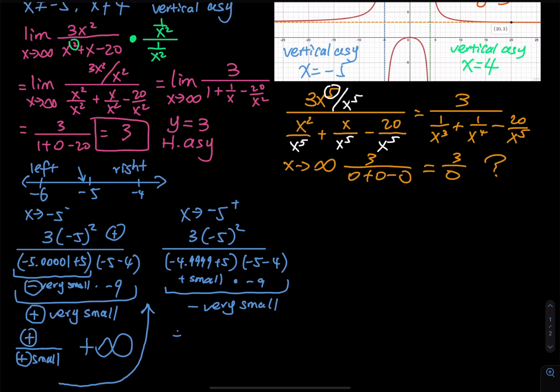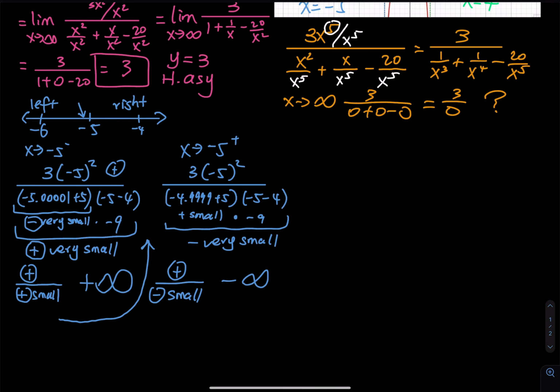So you have a positive divided by negative, very small. What do you get? You get negative infinity. Just picture this. 5 divided by this versus 5 divided by any number.